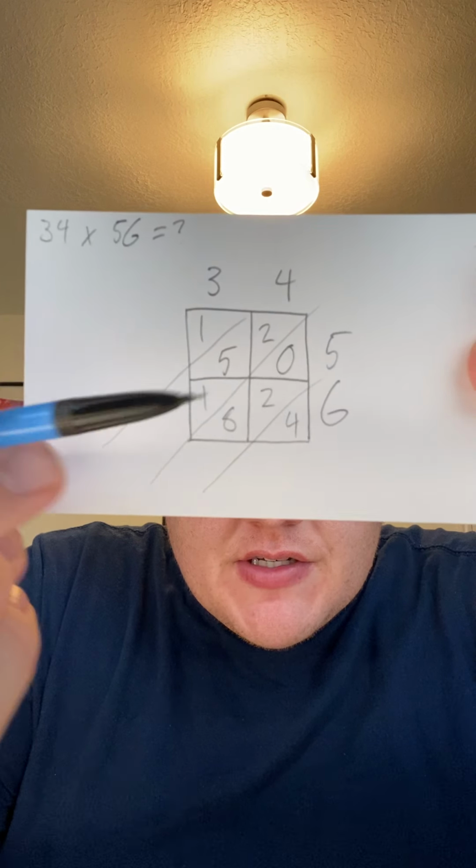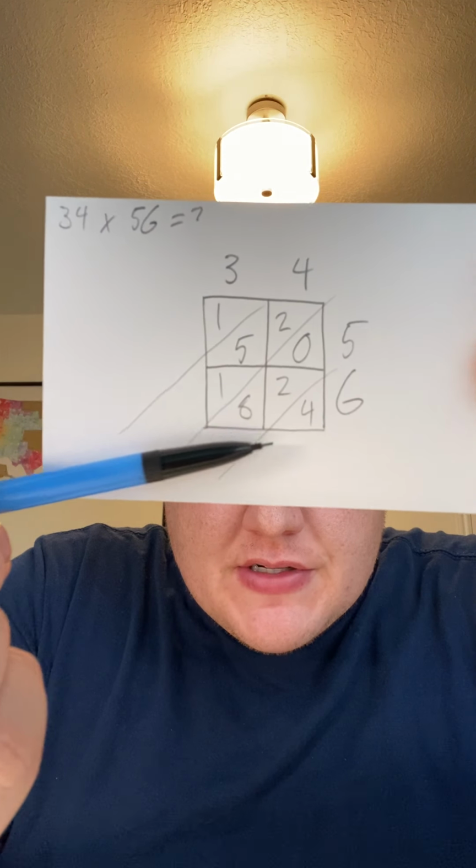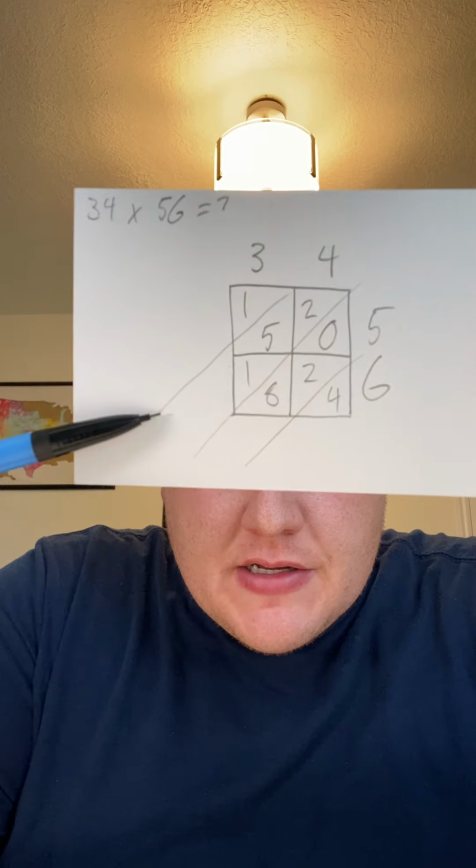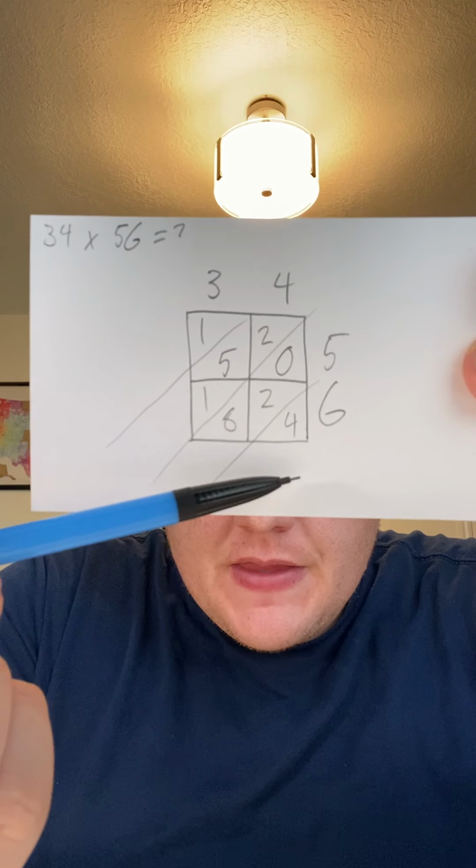And then now you just add it. So you just add whatever is in this line, whatever's in this line, whatever is in this line and this line diagonally, and you have your total sums right here in those spaces. So it would be something like this. 5, 6, 7, 8, 9, 1.